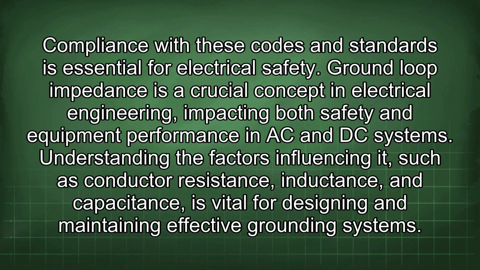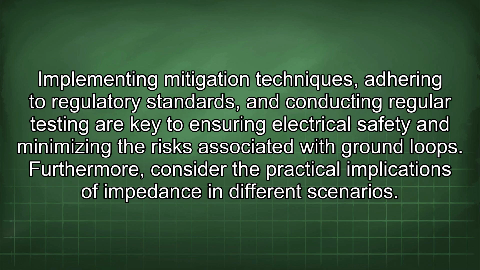Ground loop impedance is a crucial concept in electrical engineering, impacting both safety and equipment performance in AC and DC systems. Understanding the factors influencing it, such as conductor resistance, inductance, and capacitance, is vital for designing and maintaining effective grounding systems. Implementing mitigation techniques, adhering to regulatory standards, and conducting regular testing are key to ensuring electrical safety and minimizing the risks associated with ground loops.